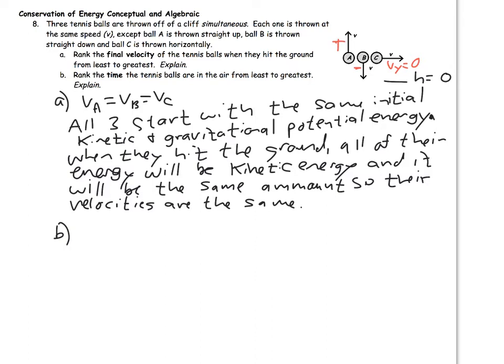The first one to hit the ground is going to be B because it's traveling downwards initially, and that's going to hit before C, which has no initial velocity in the y, and that's going to hit before A, which has to travel up first and then fall back down.